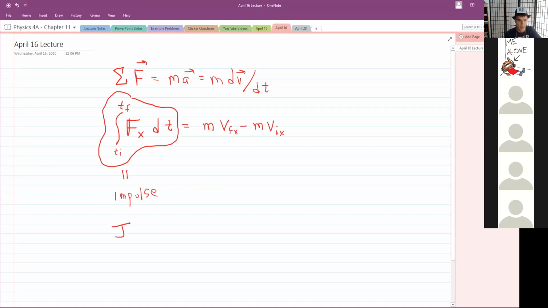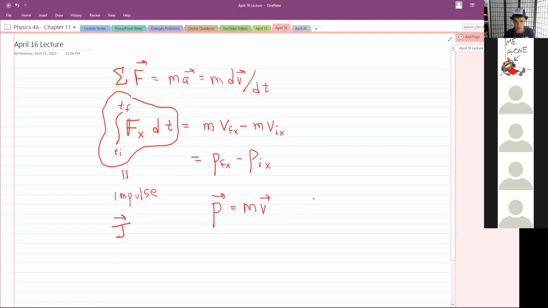We give impulse the symbol J, and I have no idea why we use J. But impulse is the integral of the force with respect to time from some initial time to some final time over which the force is acting. The end result of this impulse is it changes a quantity called the momentum. So this would be the final momentum in the x direction minus the initial momentum in the x direction. Momentum is a vector, and it equals the mass of an object times its velocity.